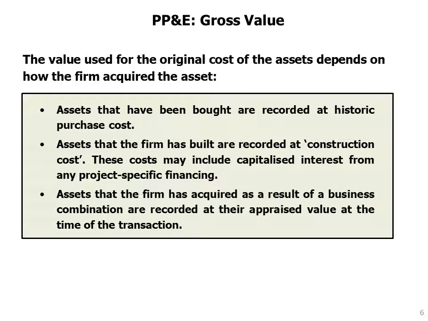the company might have acquired the asset as a result of what's called a business combination, as a result of it buying another firm and that firm owning the asset. As part of the acquisition process, all of the assets are revalued, and so the particular asset would be recorded at the appraised value at the time of the business combination or the acquisition. So three different methods. We potentially could have the same asset having three different values depending upon how it has arrived on the firm's balance sheet.